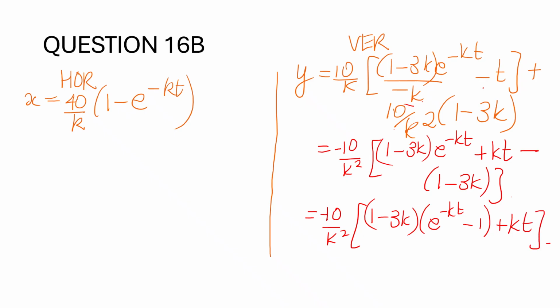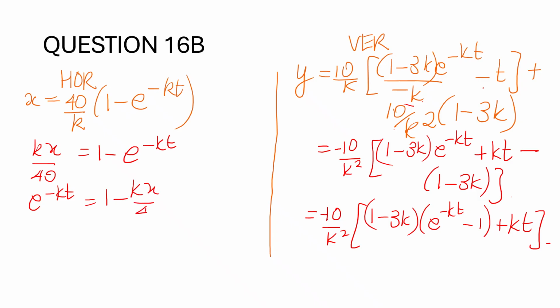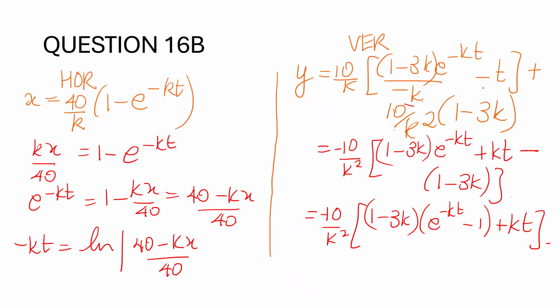Alright, making t the subject over here, so we've got kx on 40 is equal to 1 minus e to the negative kt. E to the negative kt is equal to 1 minus kx on 40, which is equal to 40 take kx on 40. Negative kt is equal to ln 40 take kx on 40. And so t is equal to negative 1 on k ln 40 minus kx on 40. We are nearly there.